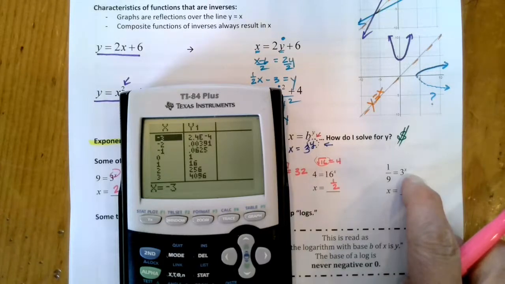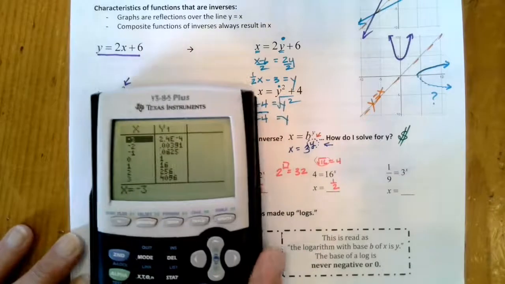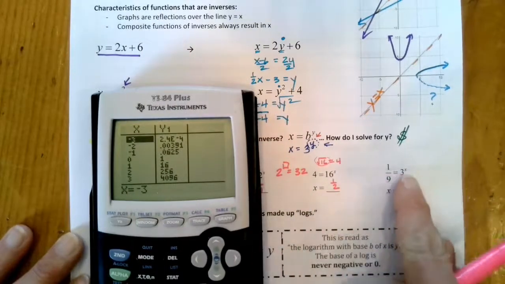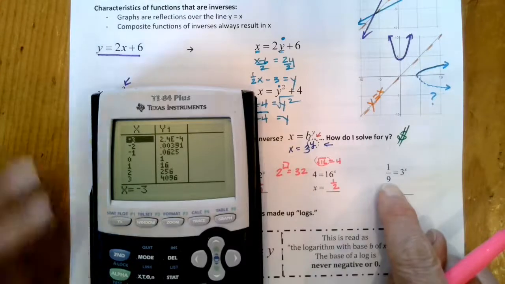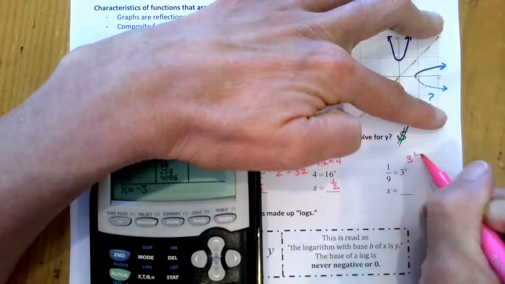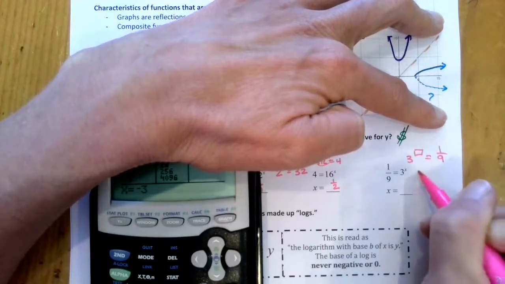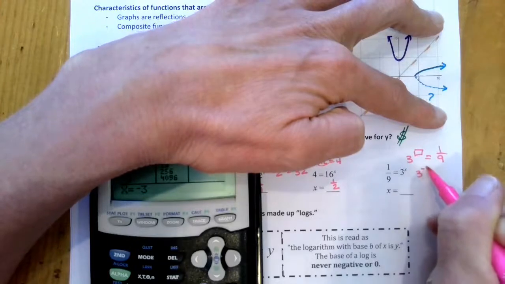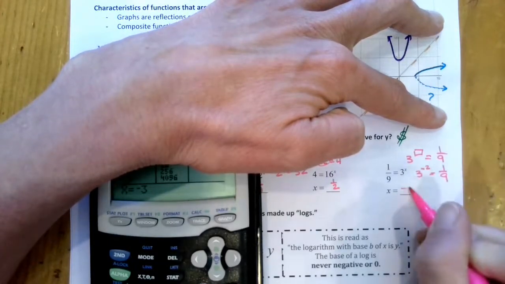All right, one more tricky one for you. So 3 to the what is 1/9? So we talked about fractional exponents, but now what other kind of exponent? What's going to make this 3 move down to the denominator? Yep, you guessed it. So if I have 3 to what power is equal to 1/9, I know that 3 to the negative second is going to give me 1/9.